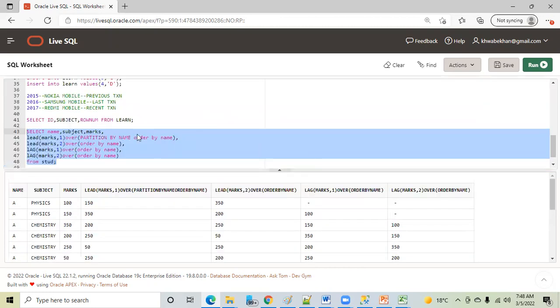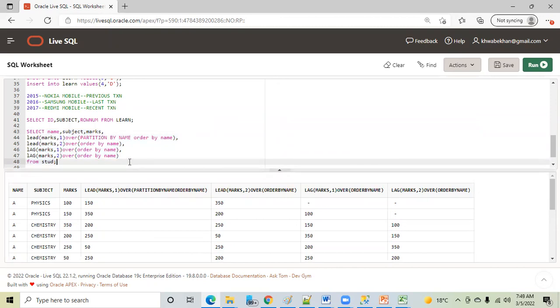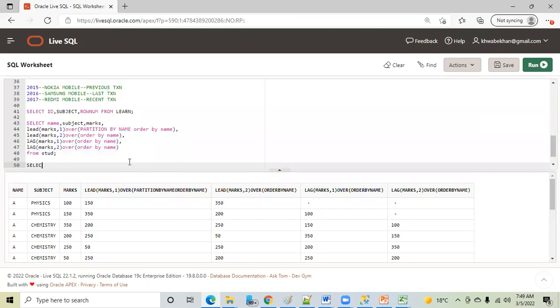Okay, yes, clear. Now the question is where we can use it, right? Where and when? Let me tell you, let me start. The columns are name, subject, marks, semester.